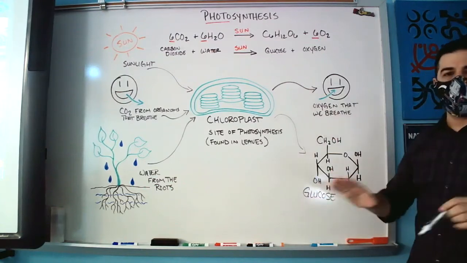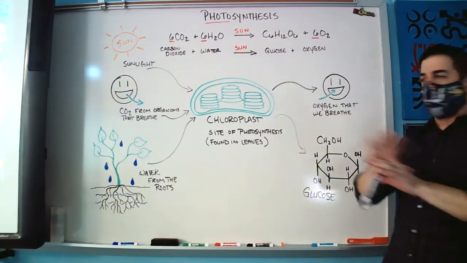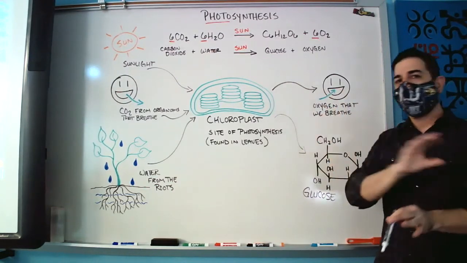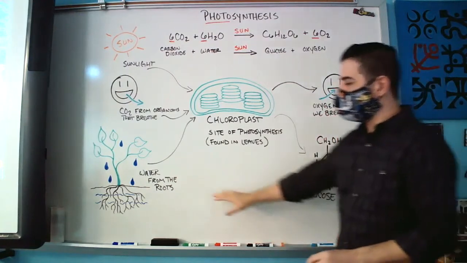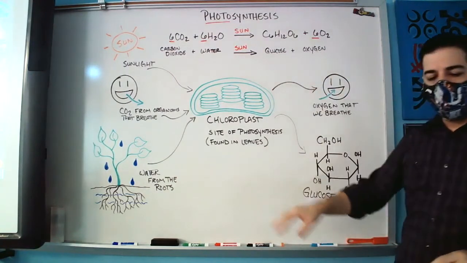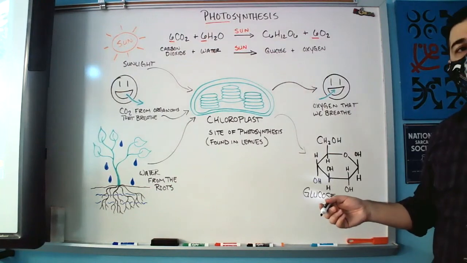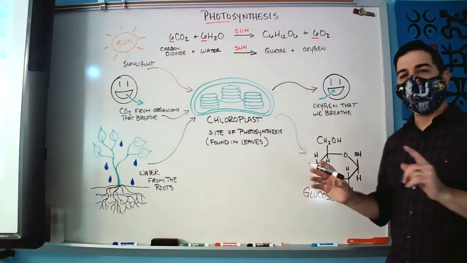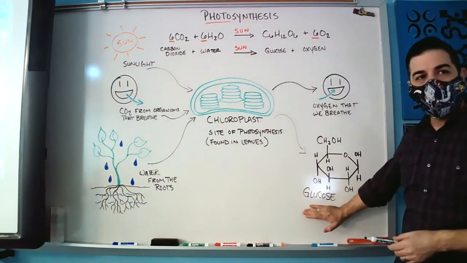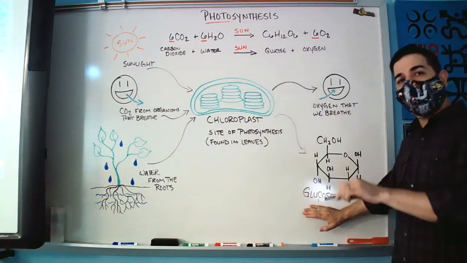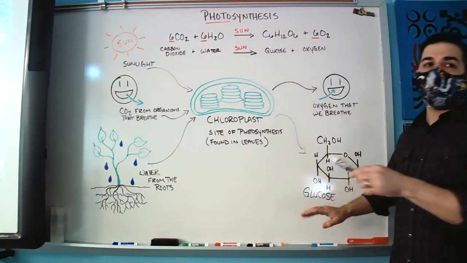But the whole point of photosynthesis, and if you had to summarize all of this, maybe write it down right here, the whole point is to make glucose. Why? This is food. This is food for the plant, and obviously it's food for us as well.